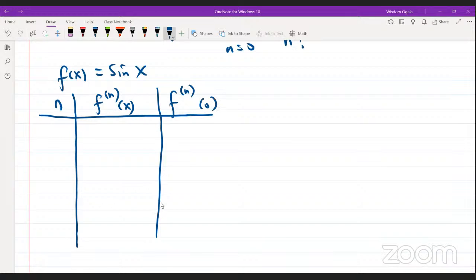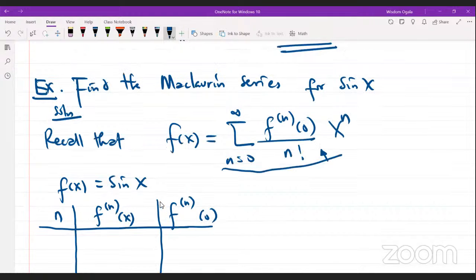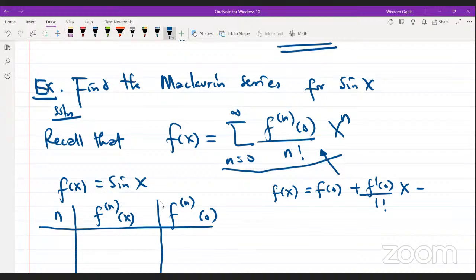I have to spread things out to remember that f of x is going to be f of 0 plus f prime of 0 divided by 1 factorial times x, plus f double prime of 0 times x squared over 2 factorial, plus f triple prime of 0, not cube, times x cubed. You can continue on and on.